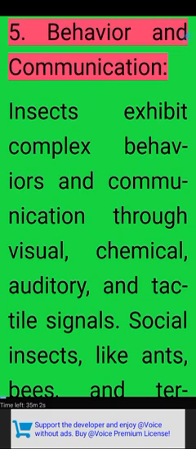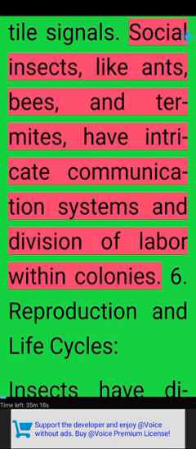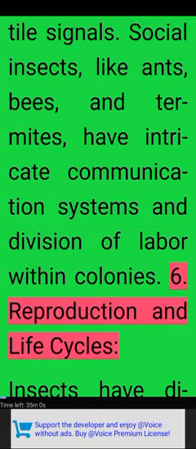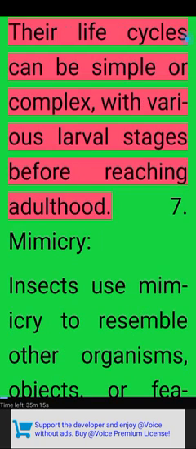5. Behavior and communication. Insects exhibit complex behaviors and communication through visual, chemical, auditory, and tactile signals. Social insects, like ants, bees, and termites, have intricate communication systems and division of labor within colonies. 6. Reproduction and life cycles. Insects have diverse reproductive strategies, including sexual reproduction, asexual reproduction, and parthenogenesis. Their life cycles can be simple or complex, with various larval stages before reaching adulthood.